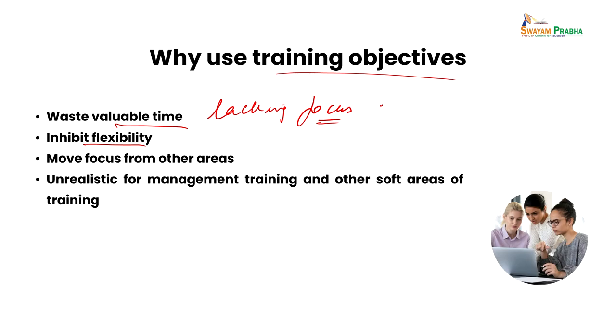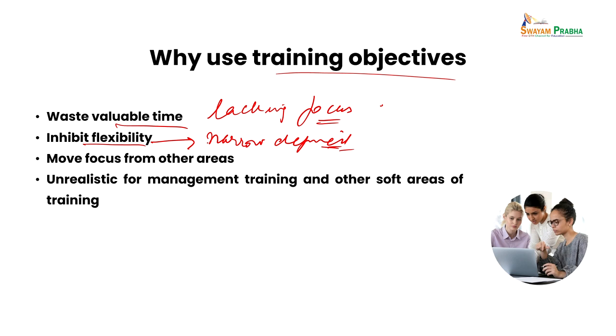In this context, I would like to put an example. For example, there was a software development company which decided to provide training on a very new programming language to its developers. However, the training objectives are so narrowly defined that they leave little room for exploration or experimentation. So trainers feel constrained by the predefined objectives and are unable to adapt the training content to address the emerging trends or individual learning needs. So it's very important for us to take care of certain points.